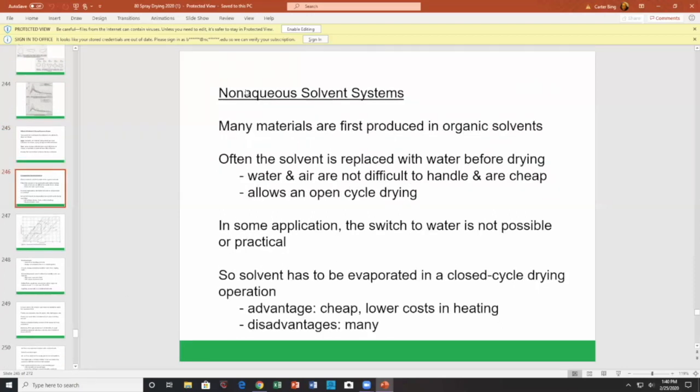And so we have non-aqueous solid systems. Many materials are first produced in organic solvent. Sometimes the solvent is replaced with water before drying. Air and water are not difficult and cheap, and allow an open cycle. However, in some applications, switching to water is not possible. So now you have to worry about solvent evaporation in a closed drying cycle, right? Cheap, low cost, many disadvantages.